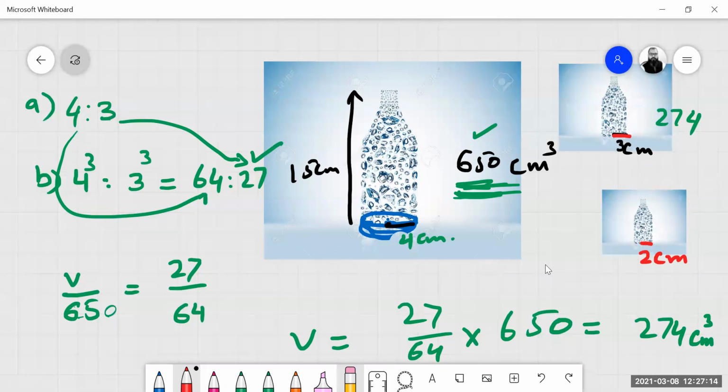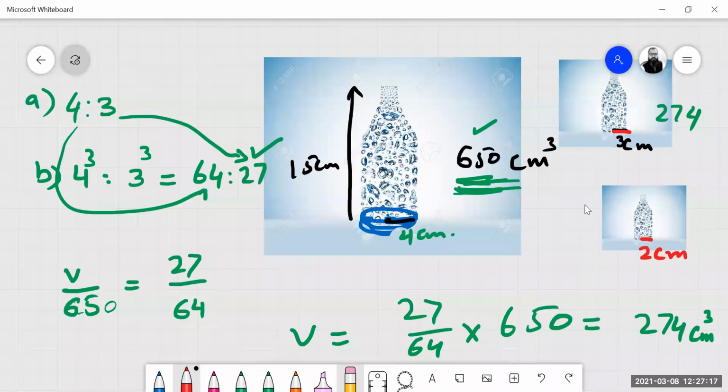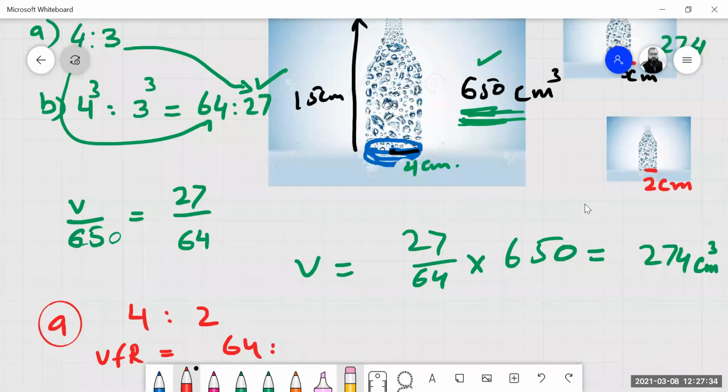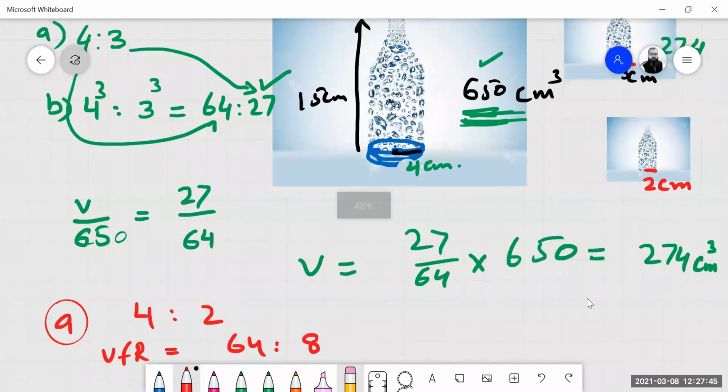What we will do? First, we will find out the ratio. The linear factor ratio will be 4:2. And the volume factor ratio will be 64 and 8, because 4 cube is 64 and 2 cube is equal to 8. Do you understand what I am saying?